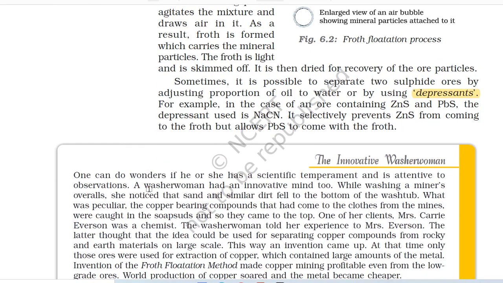Sometimes it is possible to separate two sulfide ores by adjusting the proportion of oil to water or by using depressants. For example, in the case of an ore containing zinc sulfide and lead sulfide, the depressant used is sodium cyanide. It selectively prevents zinc sulfide from coming to the froth but allows lead sulfide to come with the froth.